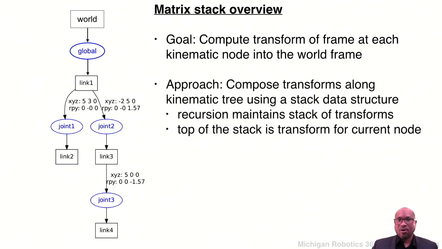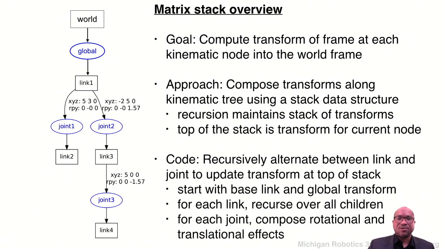We're going to assume our approach is going to compose transforms along this kinematic tree using a stacked data structure. And this recursion is going to maintain a stack, where we're going to push and pop matrix transforms, 4x4 transforms, onto and off of this stack. And the current top of the stack is going to represent the transform at our current node with respect to the world frame.